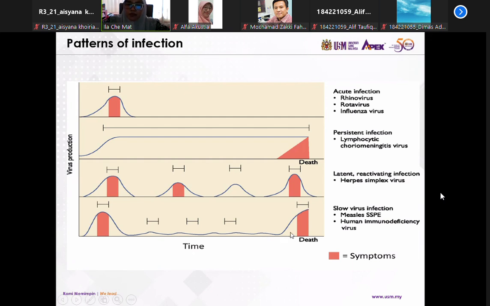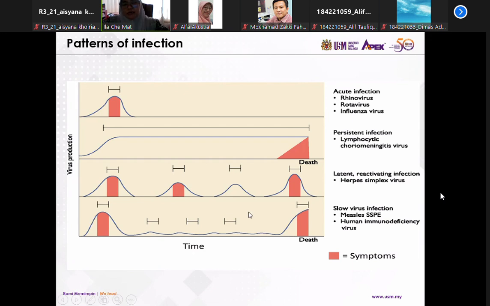So at the end of the day, the virus will come again, not come, but it's still there, activated, gets activated again, and then you will get the co-infection. So during this time, you probably get the infection with the fungus, like candidiasis, infection with the parasite. So you have multiple infections, and then after that, it can cause death, right? So these are the patterns of infection.